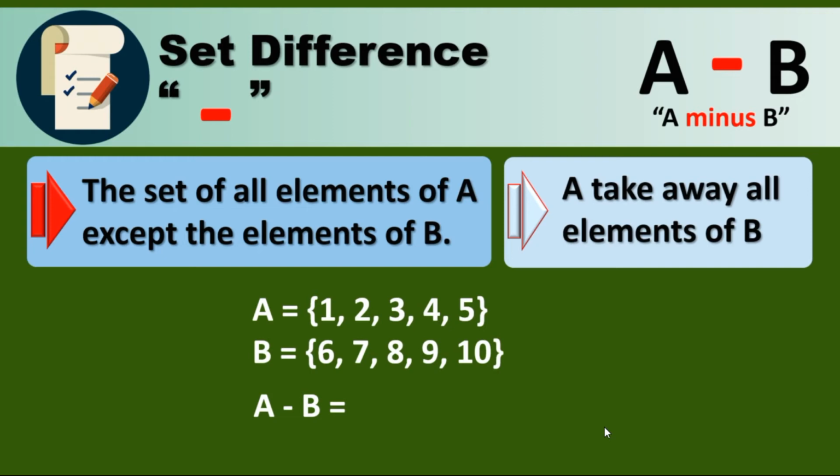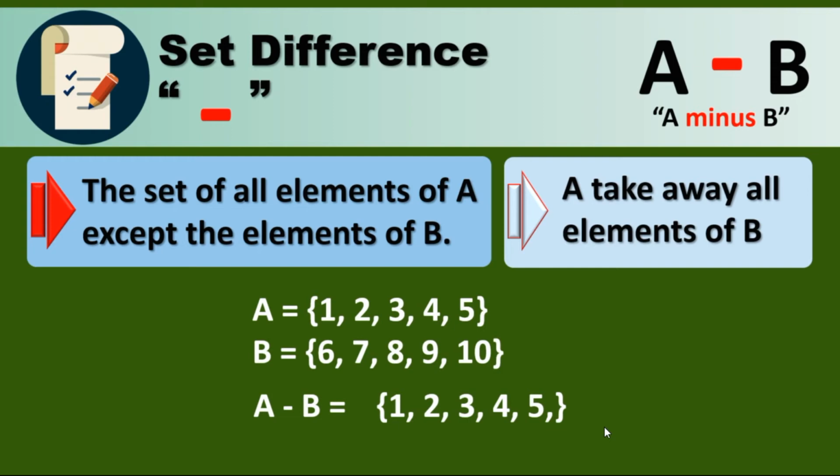A take away all elements of B, but there is a problem here. There is no such element of B that is in A. So therefore, it is automatically the set A itself, which contains 1, 2, 3, 4, and 5.